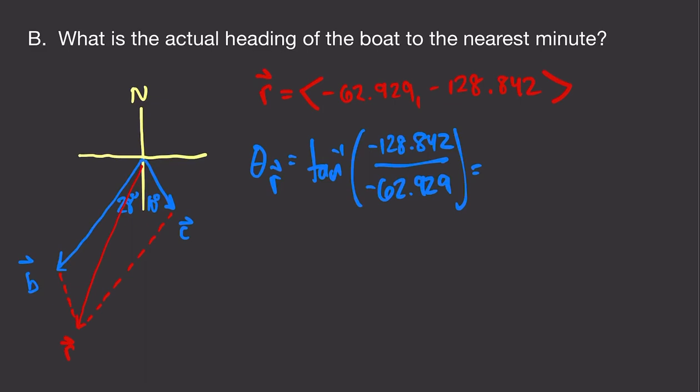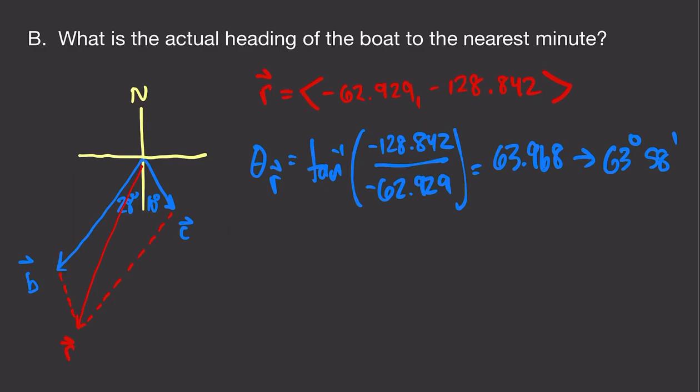And I got 63.968. And we want this to the nearest minute. So on your calculator, you would use your second angle DMS function. That ends up being 63 degrees, 58 minutes. So now, what does that angle represent? Again, this is the tricky part, getting the heading. That angle represents this angle right here, the angle from the x. That angle is 63 degrees and 58 minutes.